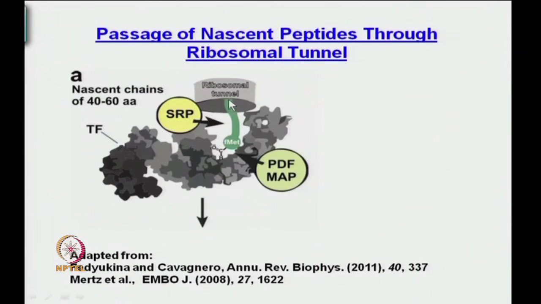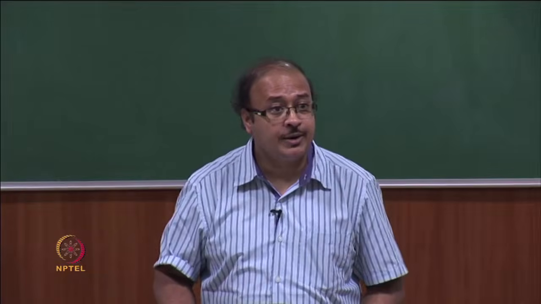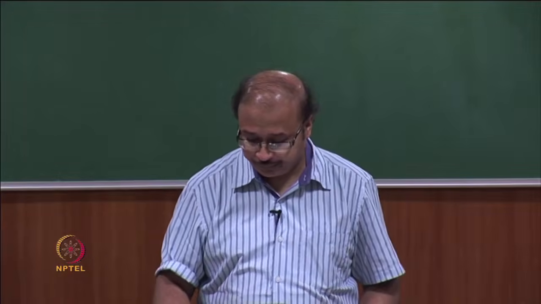Now, once the nascent chain is coming out, here I can see two other things. SRP stands for signal recognition particle, PDF stands for peptide deformylase, and MAP stands for methionine aminopeptidase. PDF removes the formyl group, and MAP removes the methionine of the growing nascent chain. So, that is why they are there. At a certain point when the chain is coming out, PDF and MAP are interacting with the growing chain. That is what we need to know here.